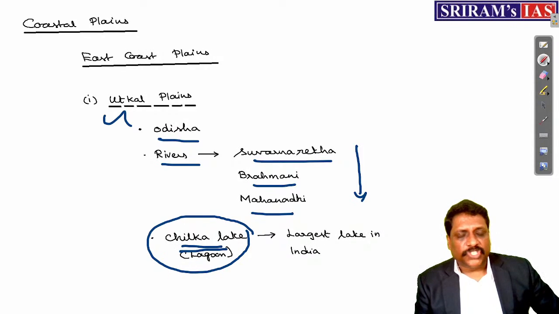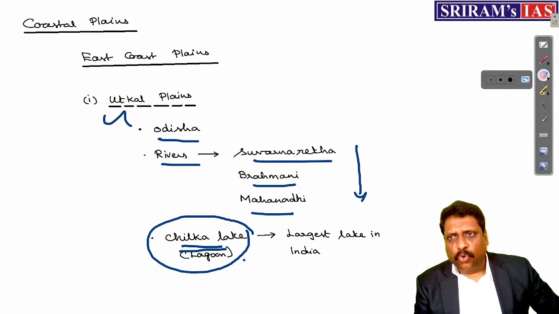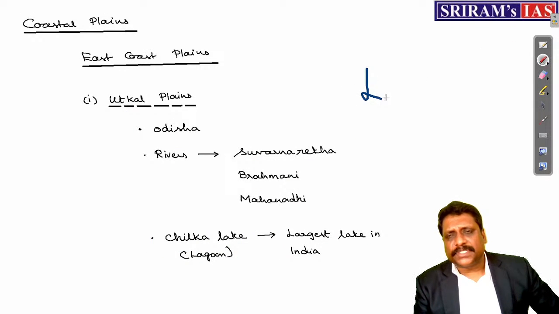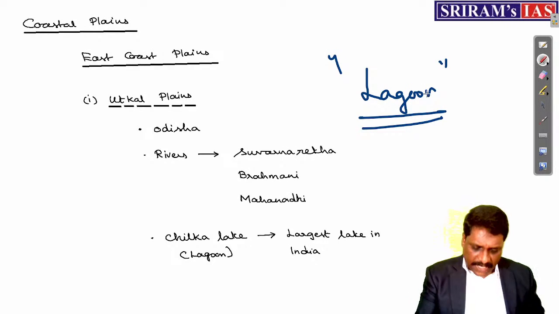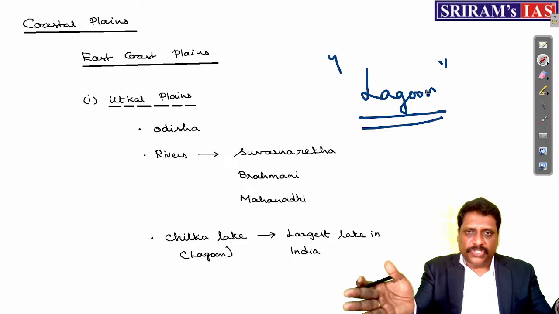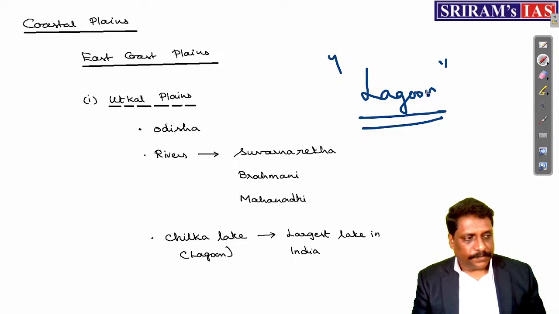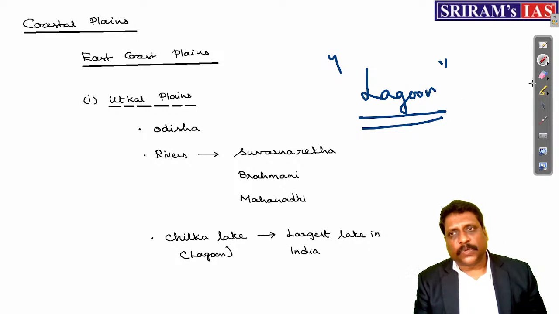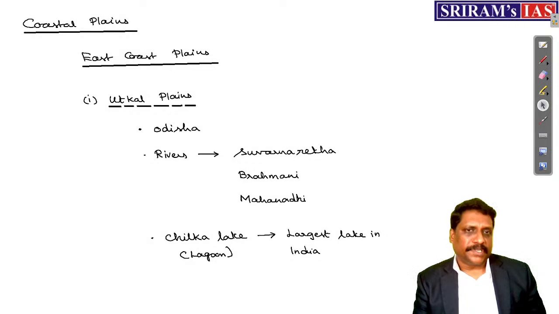This lake you call them as what? Chilka or sometimes called Chilika Lake, right? And Chilika Lake is a lagoon, my dear friends. See, when I talk about lagoon, what exactly is a lagoon? Any lake that is connected to the sea, which has a direct opening into the sea, you call them as what? Okay. Then I have Northern Sirkar plains.